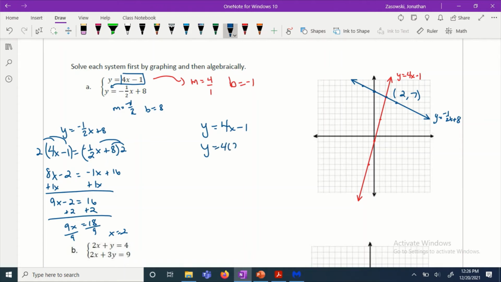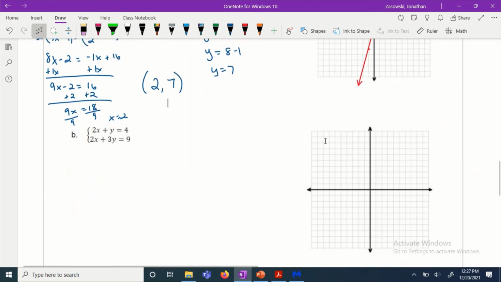So y equals 4 times 2 minus 1. 4 times 2 is 8, and 8 minus 1 is 7. Okay, and there's my point (2, 7). And then always, always, always, we write our solution as a point when we're done. Okay. All right, let's try this third one for ourselves.